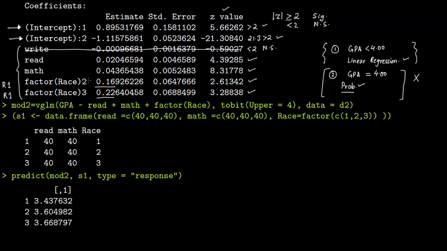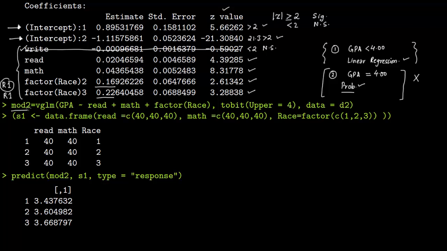Notice that we are not talking about the difference between 2 and 3. We are just talking about the difference from 1 to 2 and 1 to 3. So now we have to make a new model in which we drop the writing score, and then we can do some prediction.